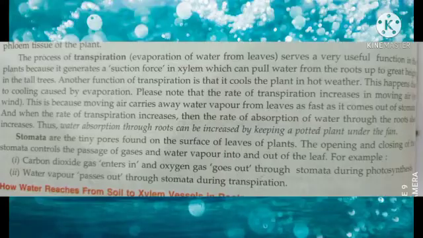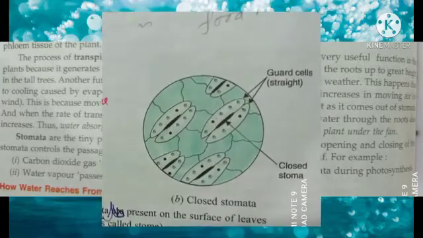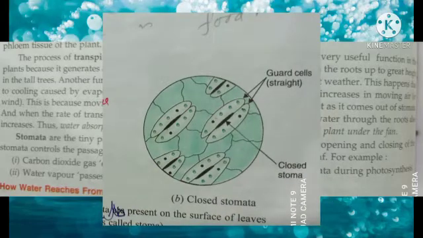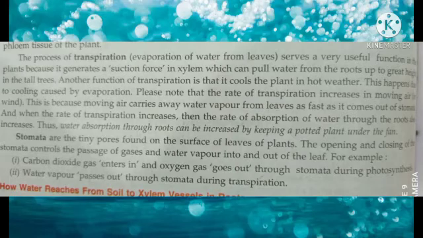Dear students, please note that the rate of transpiration increases in moving air and when the temperature is very hot. And we all know what is stomata, isn't it? We have read in chapter 1, nutrition in plants. Stomata help in exchange of gases, that is carbon dioxide gas enters in and oxygen gas goes out through stomata during photosynthesis, and water vapor passes out through stomata during transpiration.